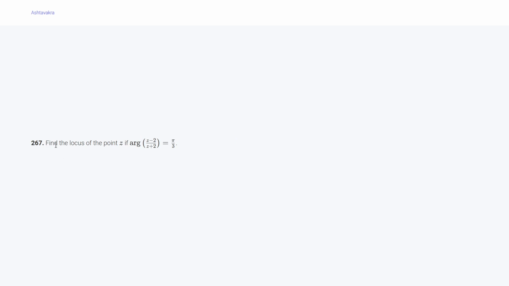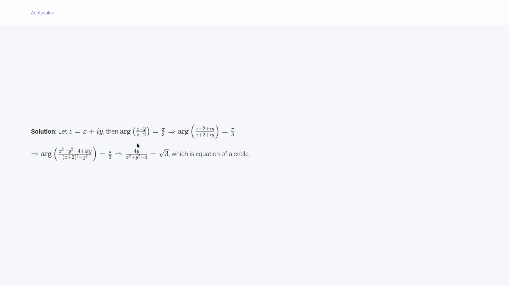Question 267 says find the locus of the point z if argument of z minus 2 by z plus 2 is equal to pi by 3. So we let z equal x plus iy. We are given that the argument of z minus 2 by z plus 2 is pi by 3. We substitute and rationalize. We get x square plus y square minus 4 plus 4iy by x plus 2 whole square plus y square. So essentially the argument is 4y by x square plus y square minus 4, which is equal to root 3, which is the equation of a circle.